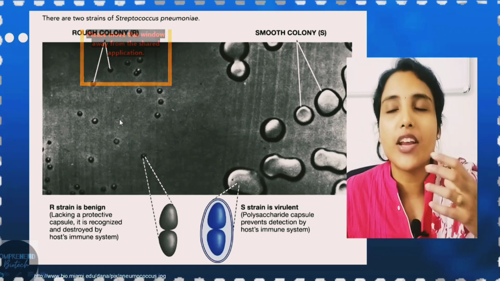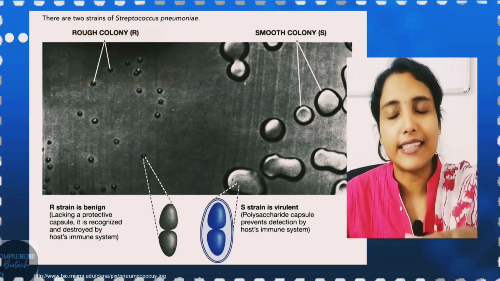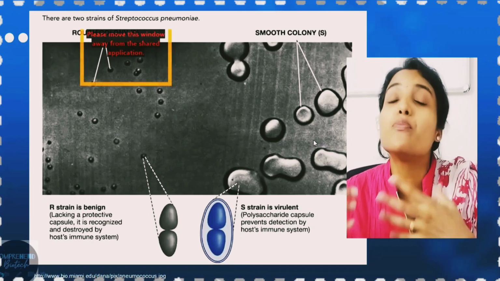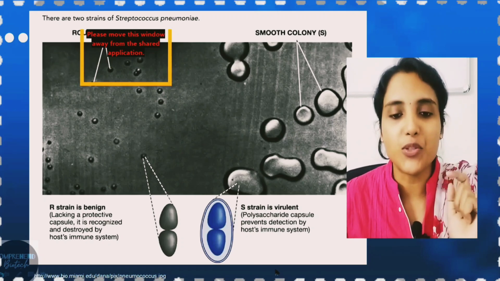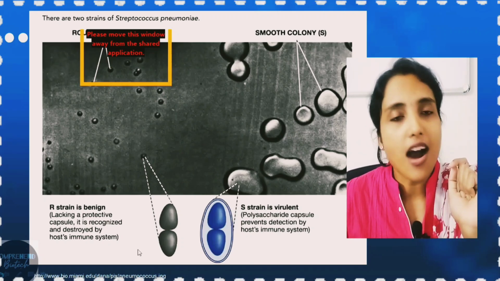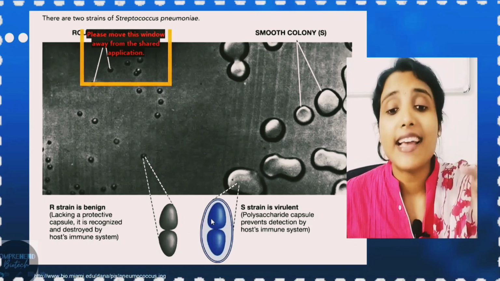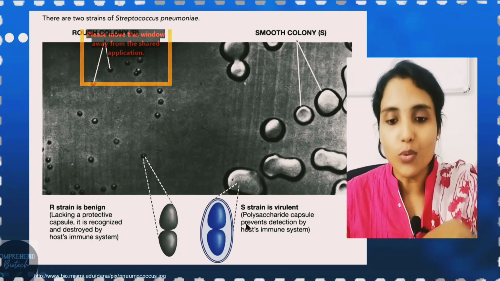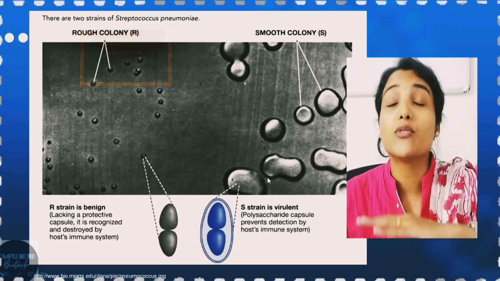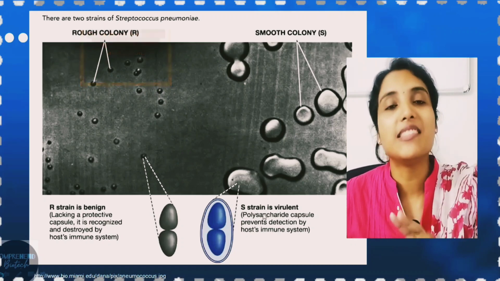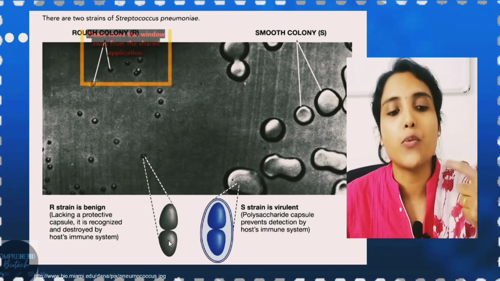The rough strain was called so because it formed rough colonies on the plate, right? And the S strain or the smooth strain formed smooth colonies. Okay. Now, what was the difference between them? The basic difference was that the R strain did not have a polysaccharide capsule around it. S strain had a polysaccharide capsule around it, which gave it a smooth appearance, showing us smoother colonies.